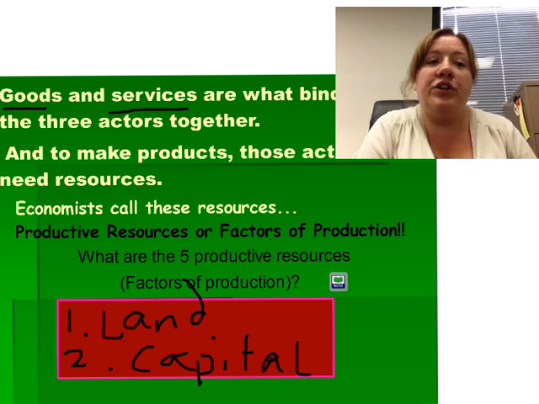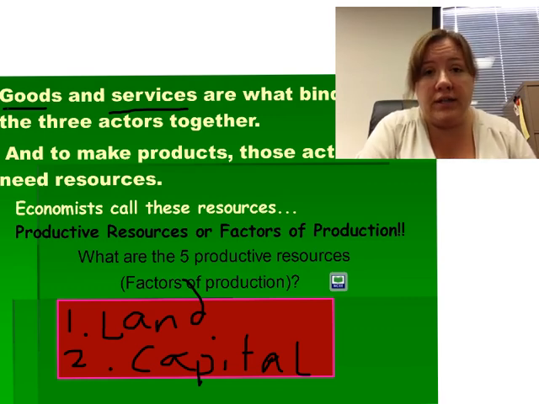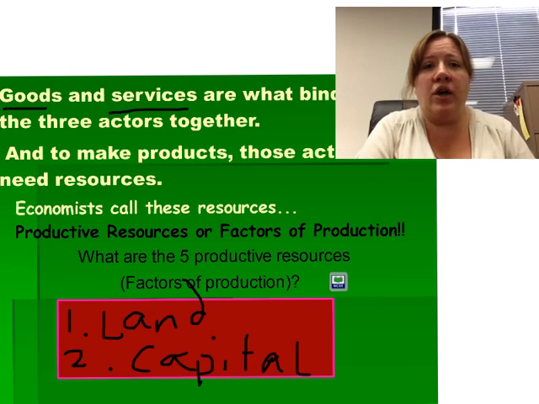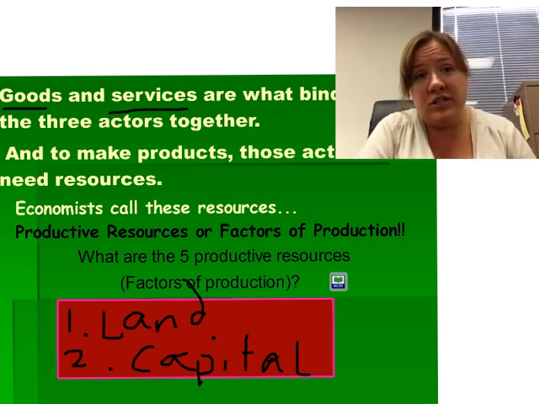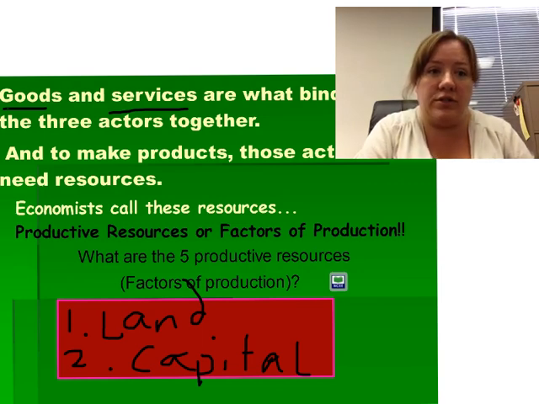Okay, the third factor of production is human resources, or what your book calls labor. Labor is simply a human exerting energy to produce a product. So we can go anywhere from a professional football player to a chef, to a teacher. Humans exerting energy, that is a resource, and it's a very valuable resource.